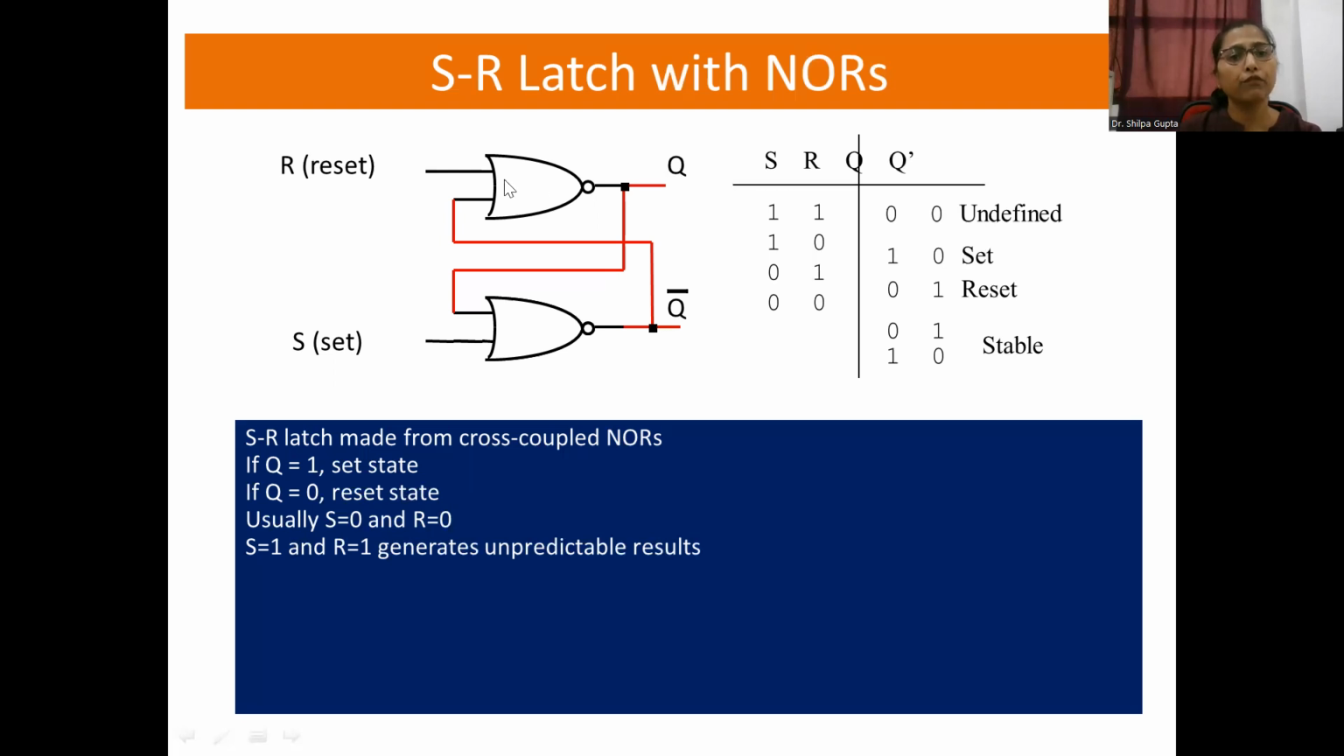Now, if we put 1 to S and 0 to R, it will produce set output. That is, it was 1 at S, so it produces 0 output for set.